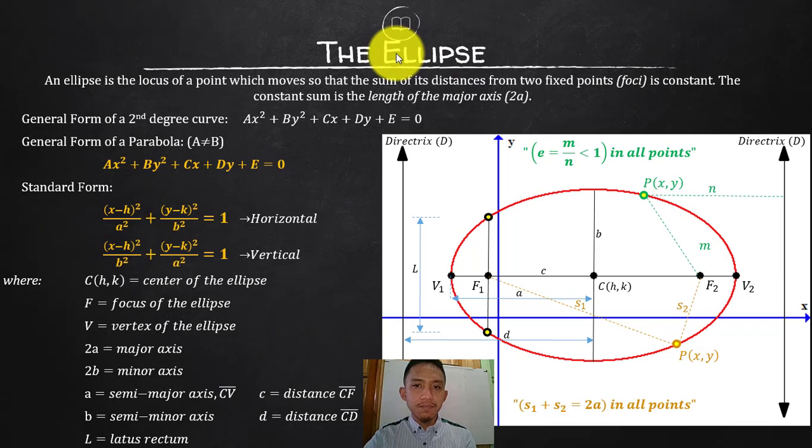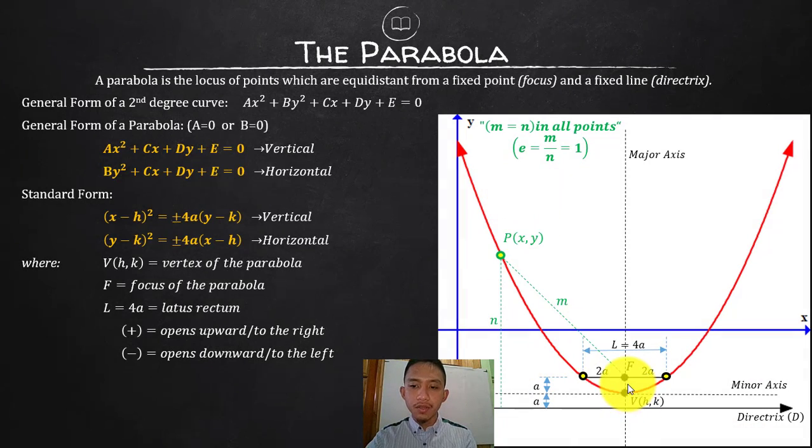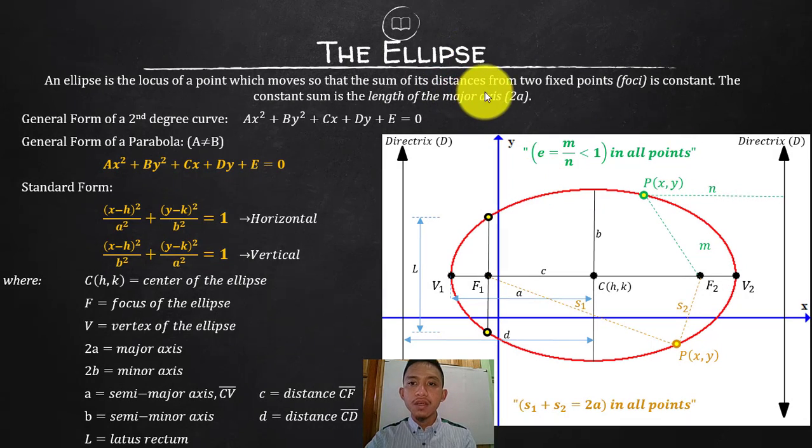So let's proceed with the ellipse. What is an ellipse? An ellipse is the locus of a point which moves so that the sum of its distances from two fixed points is constant. In a parabola, there is a single fixed point, which is the focus. In an ellipse, there are two focus; the plural form of focus is foci. So the sum of the distances from the two fixed points is constant, and that determines whether it is an ellipse or not.